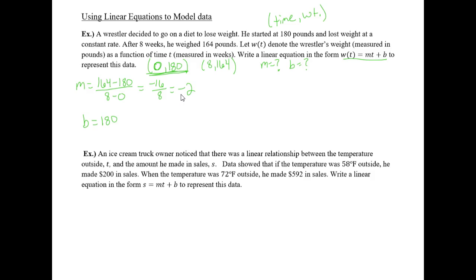But for this problem, we want to write it in this form. So now that I have my slope, I have my y-intercept, I can fill in what I need. W of t equals our slope, which is negative 2. T is our variable, plus our b, our y-intercept, of 180. And there you have it. Go ahead and try the next example.